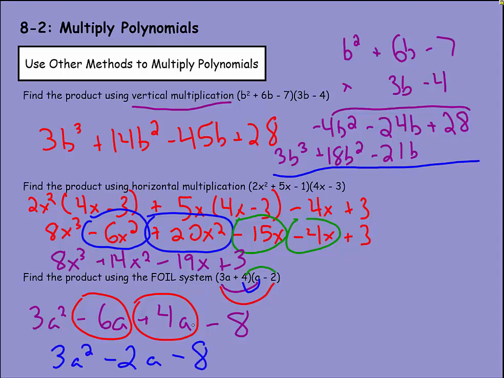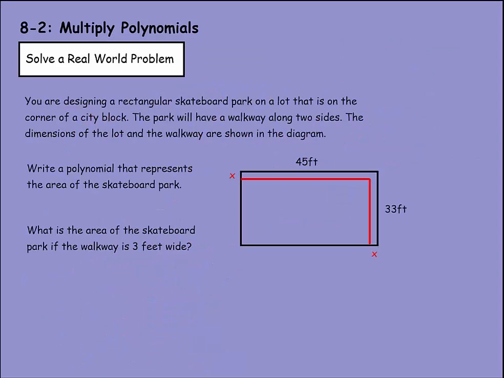Just a word of caution on these ones. You can only use the FOIL system when there's two binomials. You can't use it for these kind of problems. So this did seem pretty easy, but it's also because there are only binomials here instead of trinomials like we had over here. But for me, this is the preferred method because it is pretty quick when you can do that.